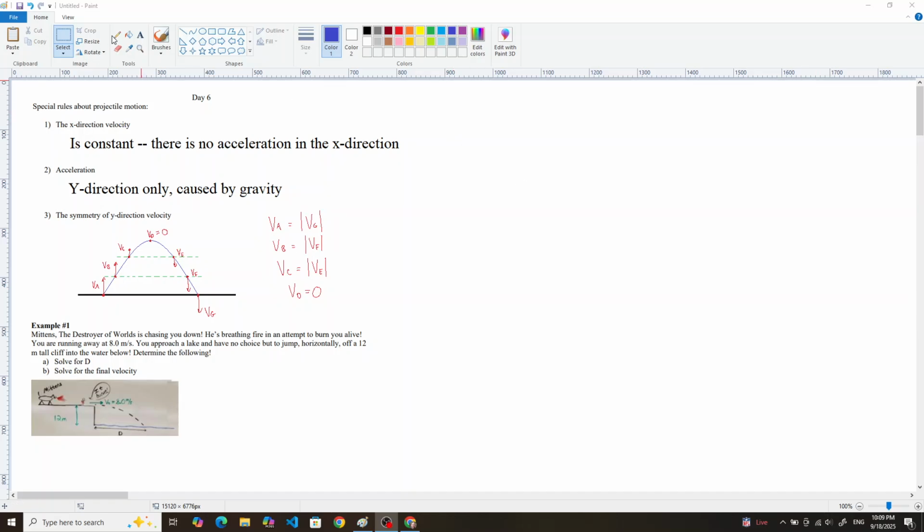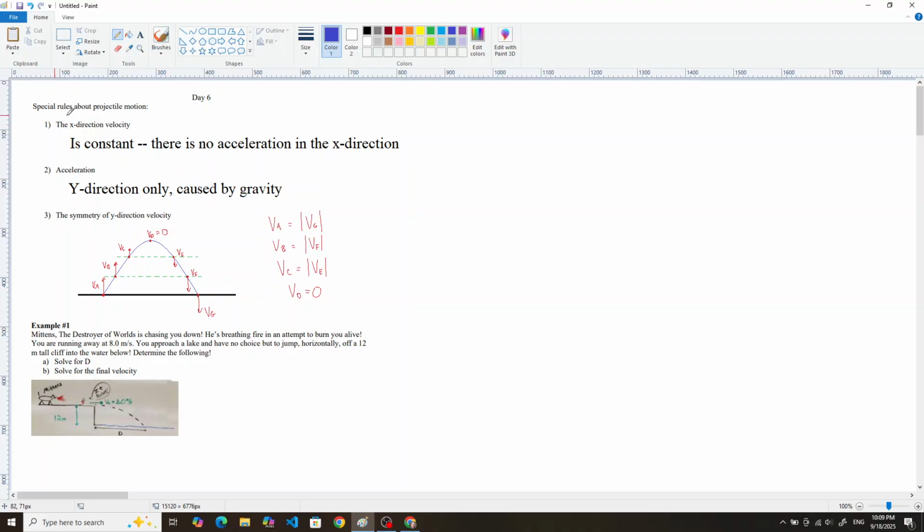Hello everyone. I'm going to do the day 6 and day 7 notes. I'm going to go relatively fast through these. You can kind of pause and look at the work as you need to, but I want to make sure that I get through this sooner rather than later.